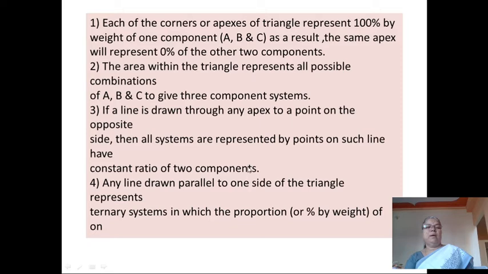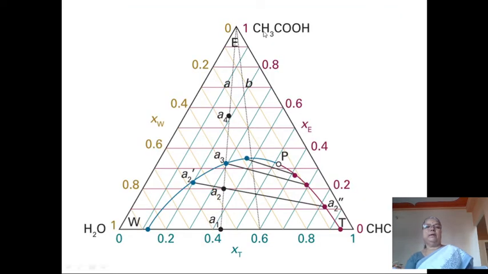This is the explanation of how we can express the composition of all three components with the help of an equilateral triangle. This is the phase diagram of a three component system, and the three components here are water, with 100% water at this apex, then chloroform, CHCl3, and here acetic acid.